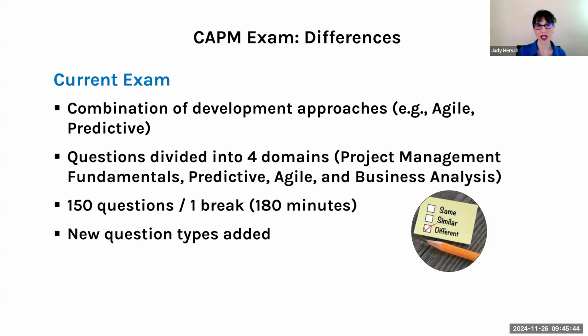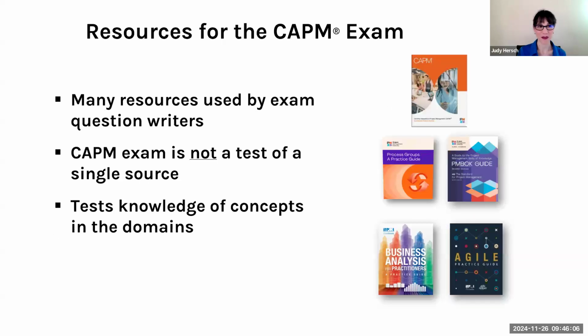Now, the questions are going to be divided into 4 domains, like we saw: the project management fundamentals, predictive, agile, and business analysis. And again, there's 150 questions. You have one break, and it's a total of 180 minutes for the exam. We talked about the new question types that you can review as well and familiarize yourself with.